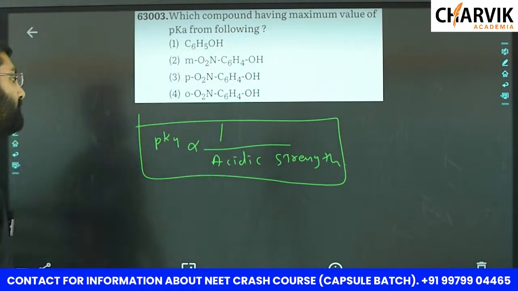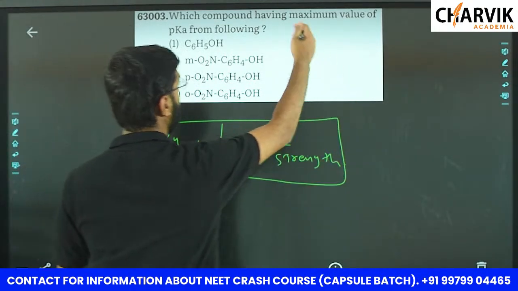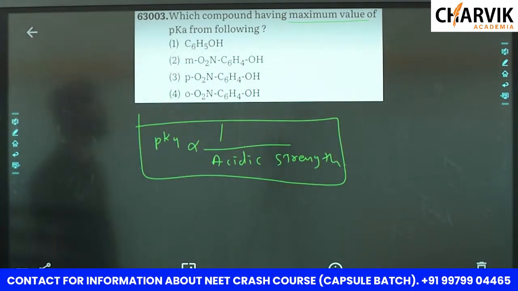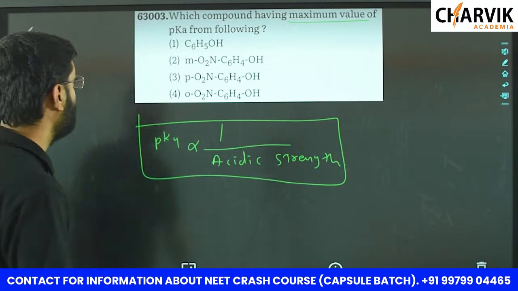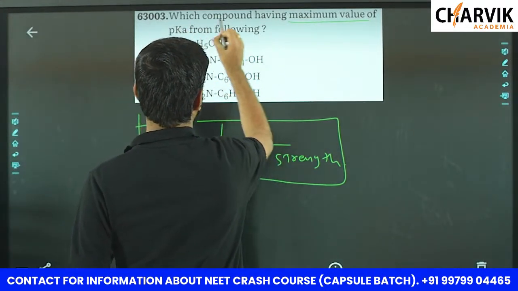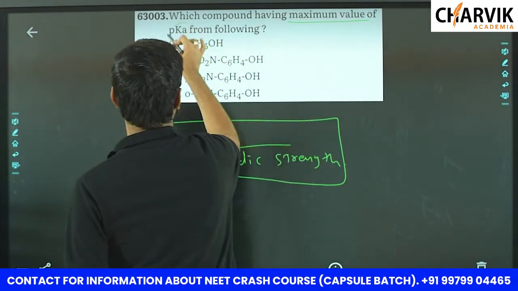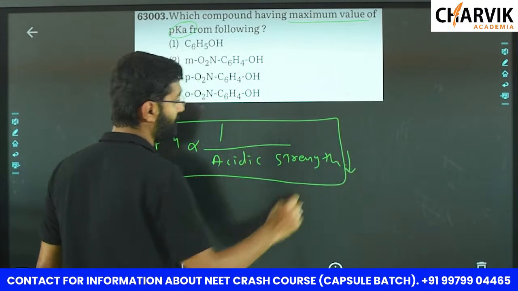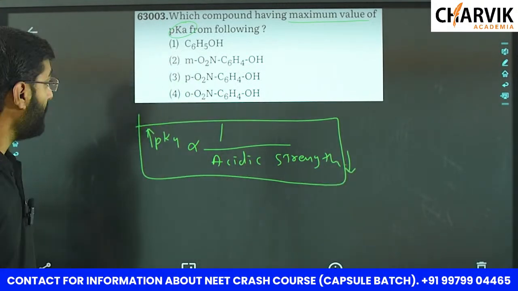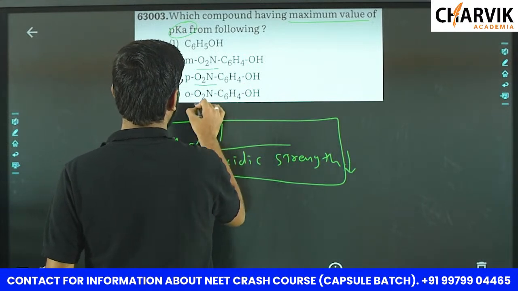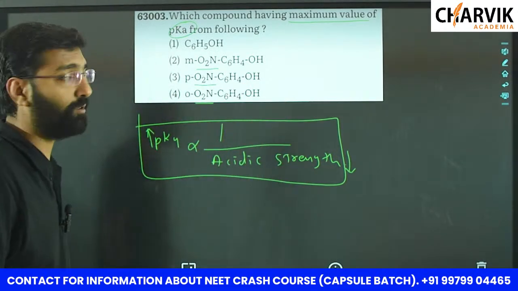pKa value is inversely proportional to acidic strength. So maximum value. The question is asked about the weak acid, because it is mentioned: which compound has the maximum value of pKa. Maximum value of pKa means acidic strength must be minimum, right? So here, meta-nitro, ortho-nitro. The question is so easy.